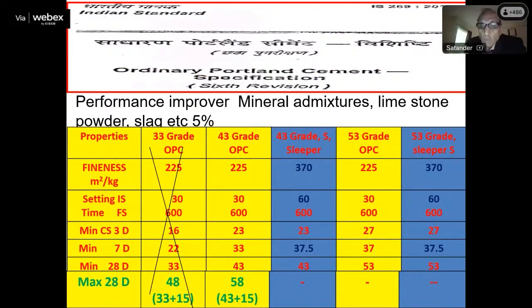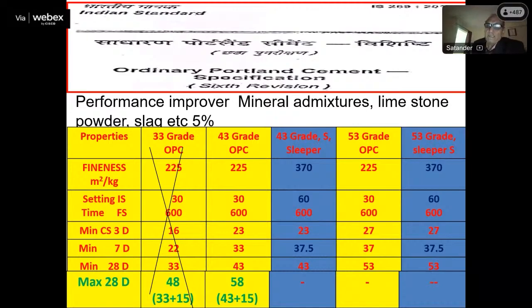Now there are two more cements. Earlier we had 33 grade, 43 grade and 53 grade cement. They had the same fineness and the same setting time. The difference was only the chemical composition. Now we have two more cements for pre-stress concrete, 43S and 53S. S means for railway sleeper cement.